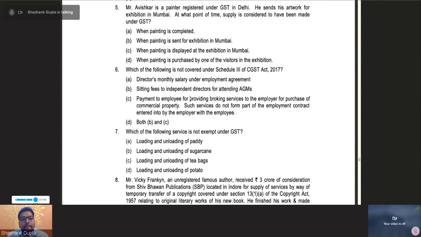B, sitting fees to independent directors for attending AGMs. C, payment to employee for providing broking services to the employer for purchase of commercial property. Such services do not form part of the employment contract entered into by the employer with the employee. D, both B and C. Now come on again, I want you to answer.